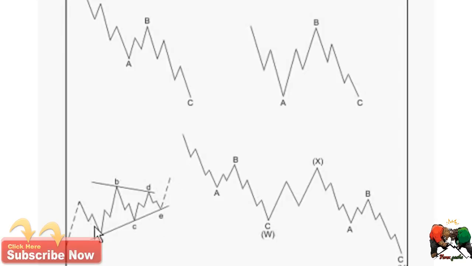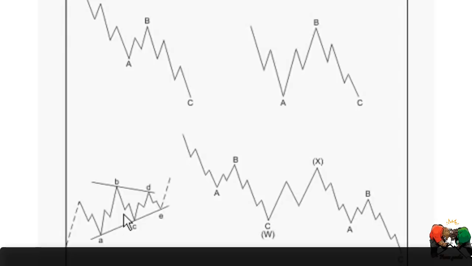This pattern is a triangle: 5 sideways waves, all in 3s. And then a bit more complex, a double zigzag: A, B, C, a rally in 3 waves, and then another A, B, C. When reports or data are coming out, what I try to do is hone in on 2 of these patterns. Primarily it's the flat and the triangle.